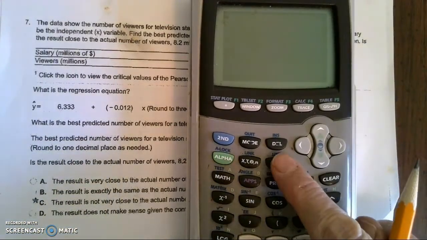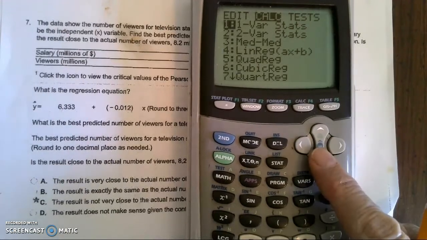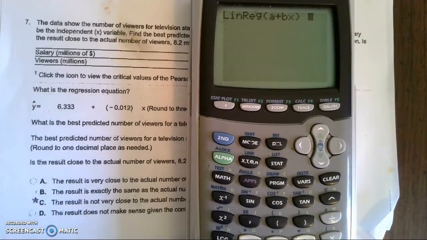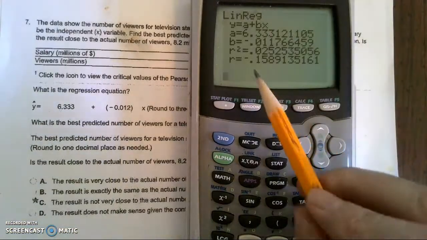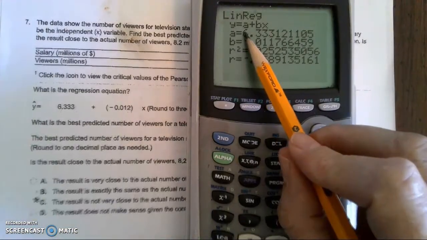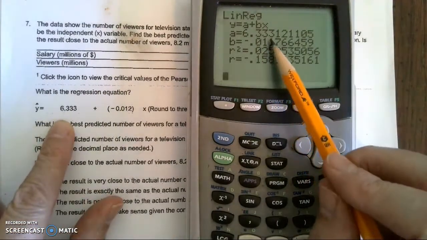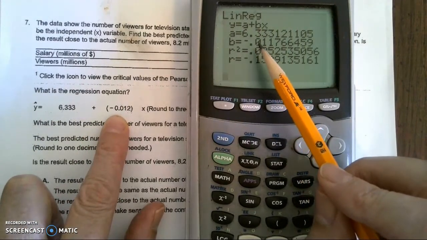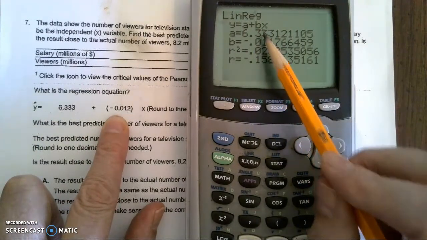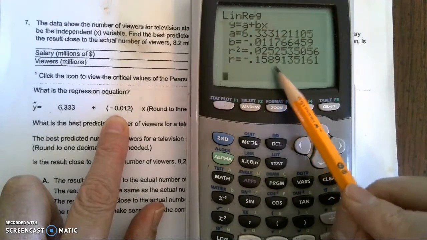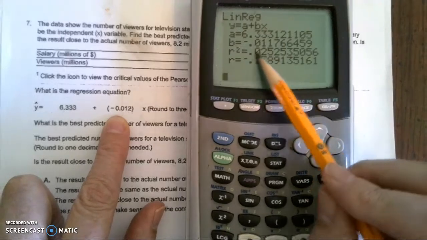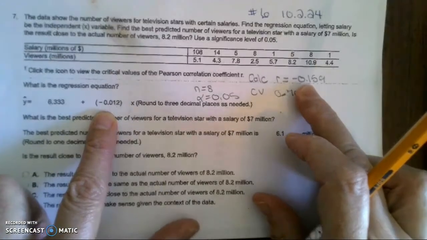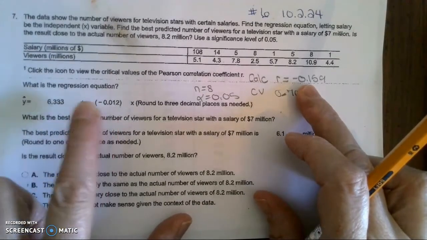and I'm going to go to Stat, Calc, and go under number 8 again. This is what shows up. This is my a, my y-intercept right there. And then my slope is what's multiplied to x, so this is my slope right there, and we rounded. And finally we need this value of r, which is negative 0.159. I wrote that down as well. Okay, so that's the first part.